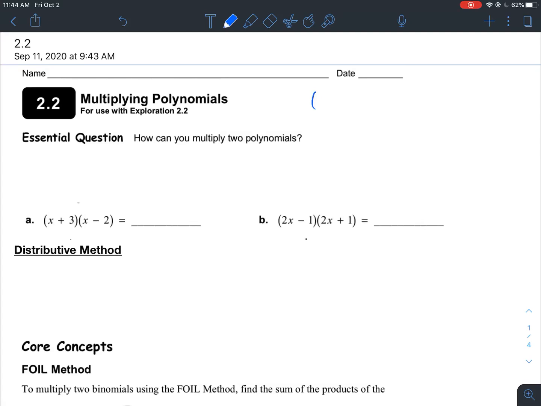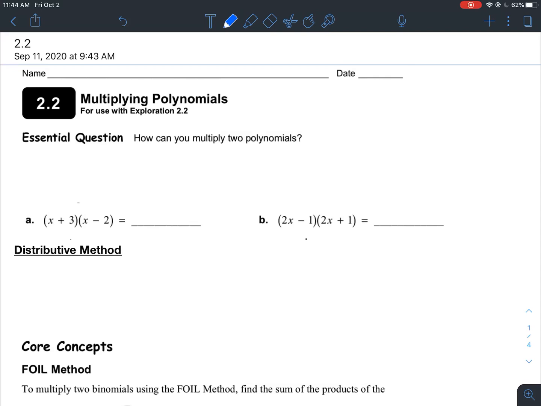So given two polynomials like x plus 3 and adding x plus 2, you were able to combine like terms. Like these two x's, that would be 2x, and then that would be 5, right? So instead of adding or subtracting this time, we're going to be talking about multiplying two polynomials. So how can you multiply two polynomials?